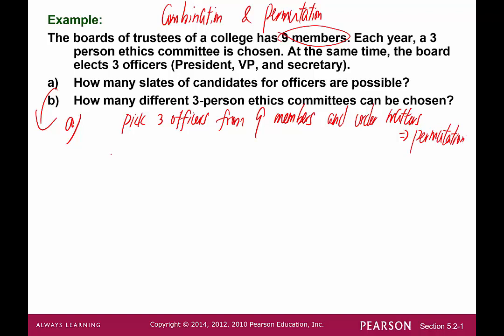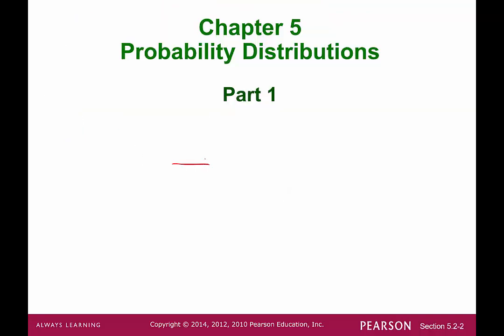We do 9P3. The permutation formula is n factorial over n minus r factorial. Here n equals 9 and r equals 3. So that will be n factorial over n minus r factorial, so it will be 9 factorial over 9 minus 3 factorial.